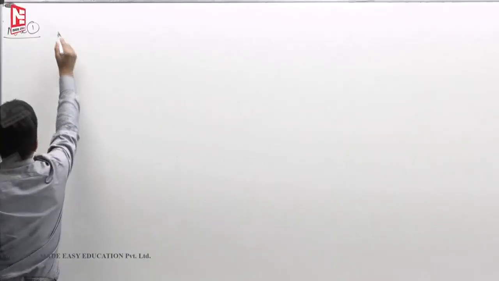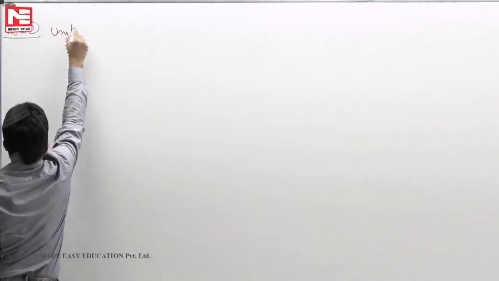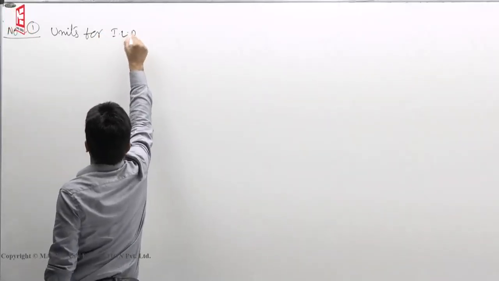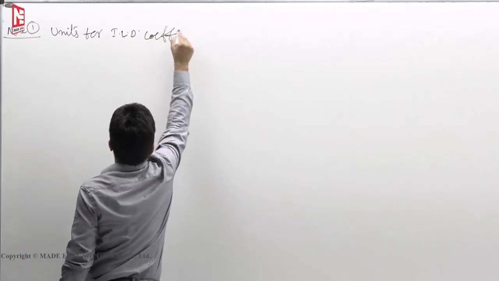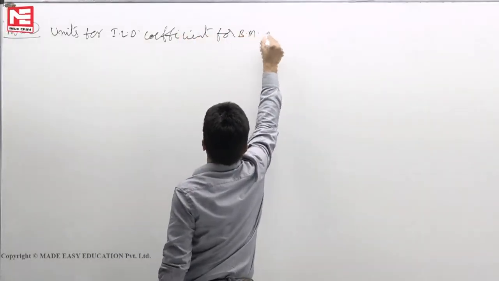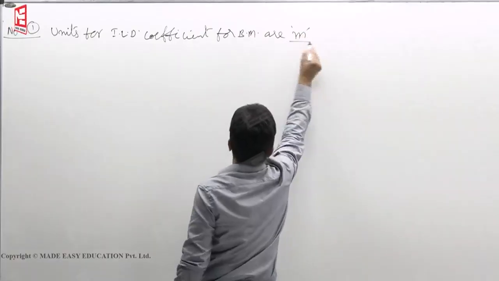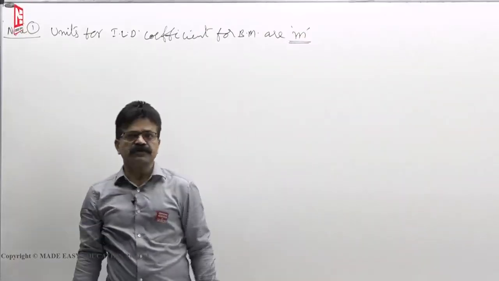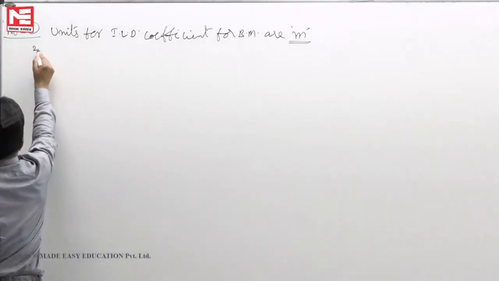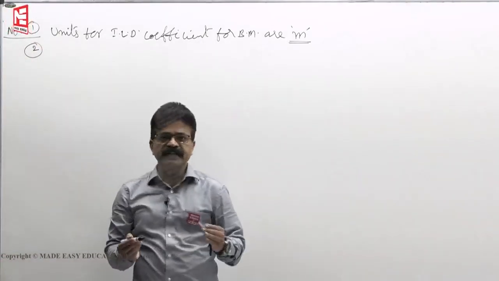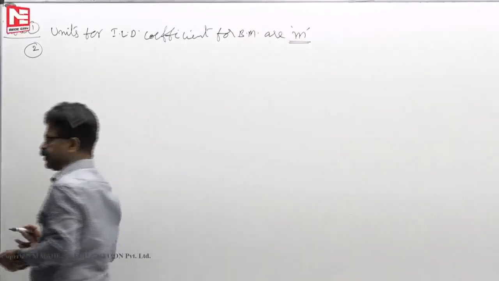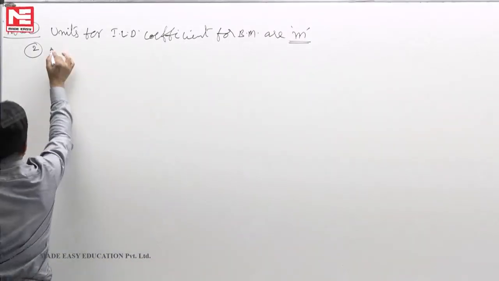Okay. So, first point is that units for ILD coefficient for bending moment are meters. So, only this has units of meter. Second point is, when a UDL shorter than the span is moving, how we have to adjust the loads.